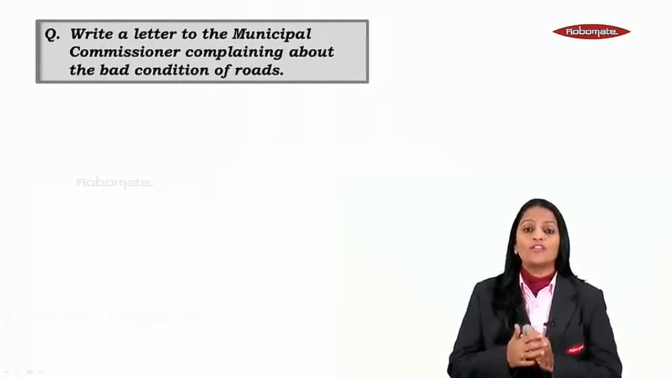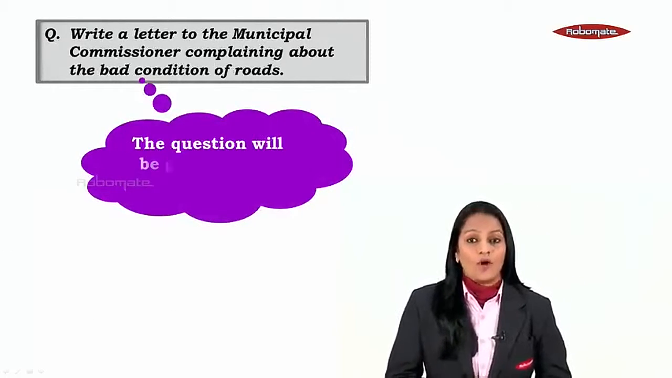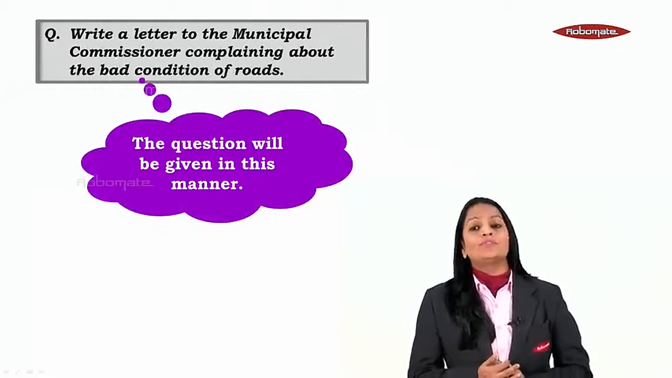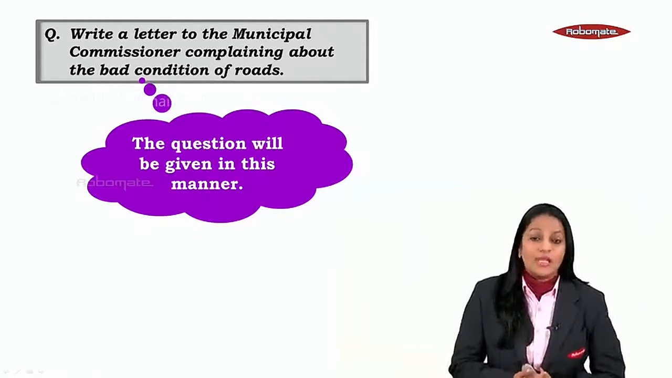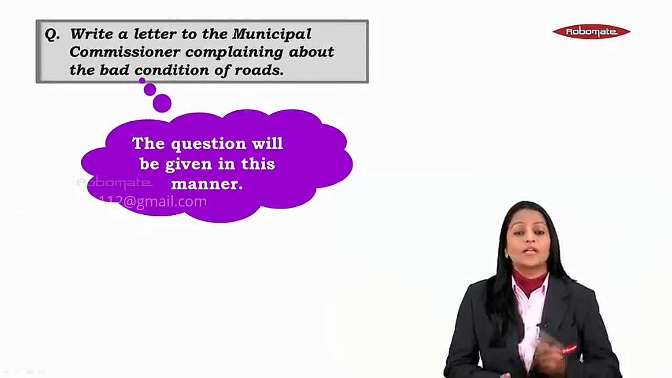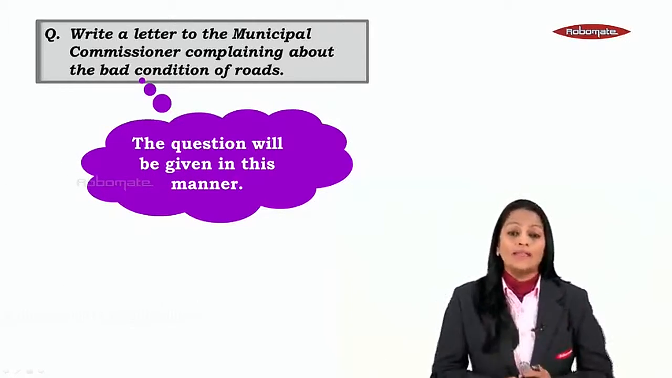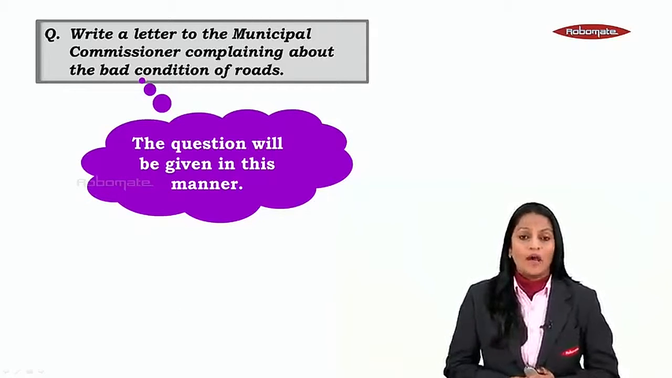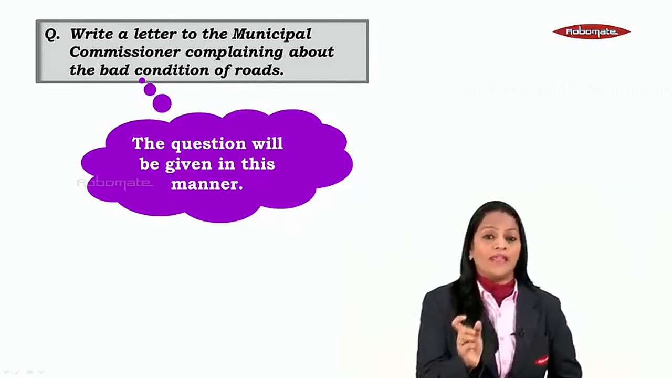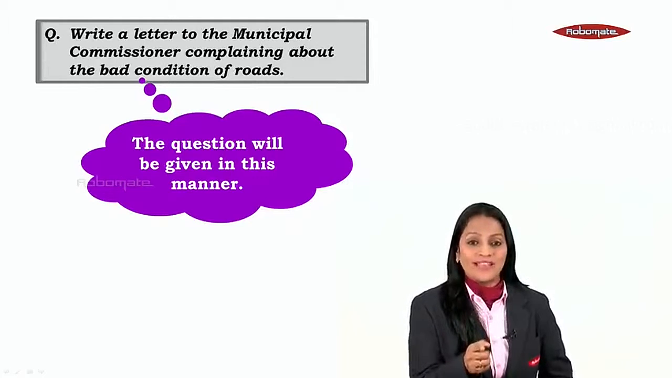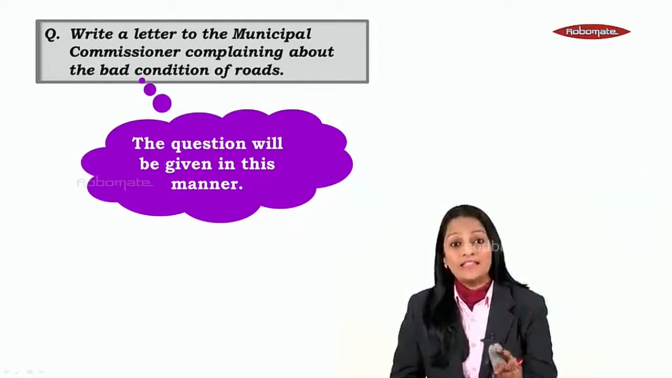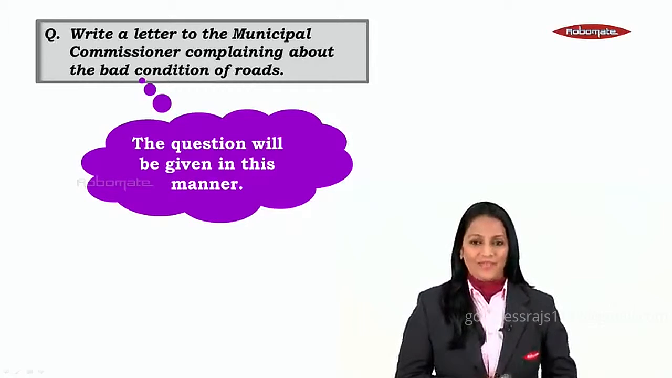First and foremost, the question would be given to you in this format. Write a letter to the municipal commissioner. Just an example, students. Write a letter to the municipal commissioner complaining about the bad condition of roads. So this is one example of a formal letter that you have here, and you can see the word complaining. So students, you should understand immediately that it is a letter of complaint. Okay, let's go on now.